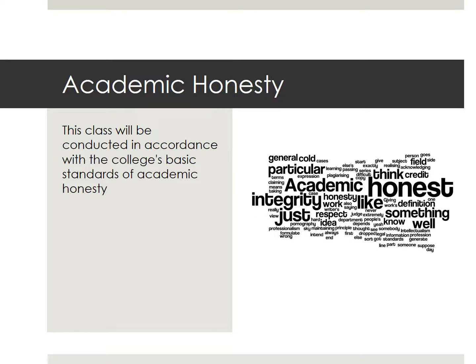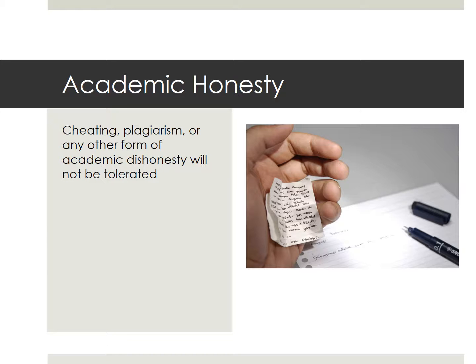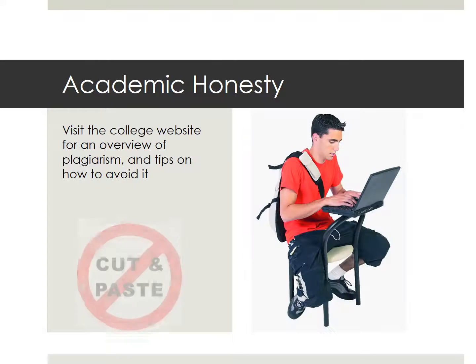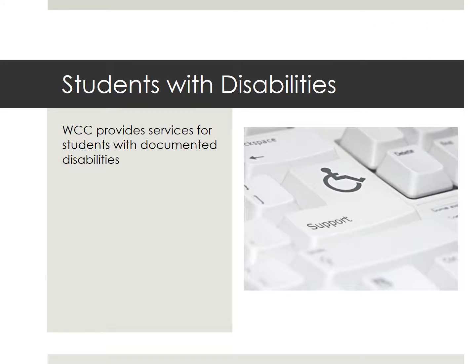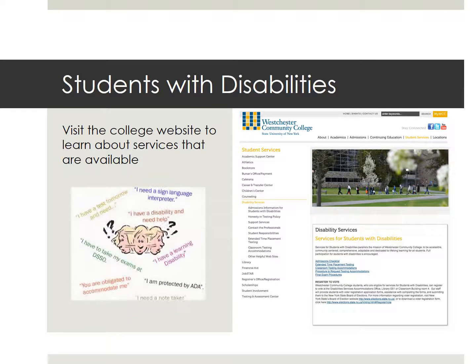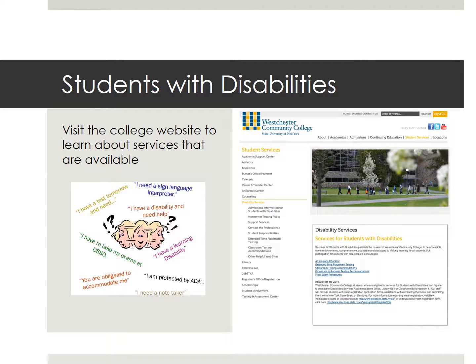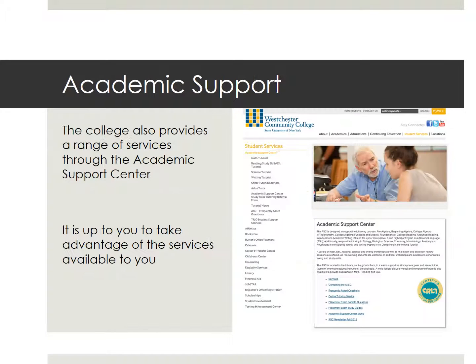Academic honesty. This course will be conducted in accordance with the college's basic standards of academic honesty. So cheating, plagiarism, or any other form of academic dishonesty will not be tolerated. Please visit the college website for an overview of plagiarism and tips on how to avoid it. Students with disabilities. Westchester provides a lot of different services for students with documented disabilities. Please visit the college website to learn about the services that are available for you if you meet these criteria.